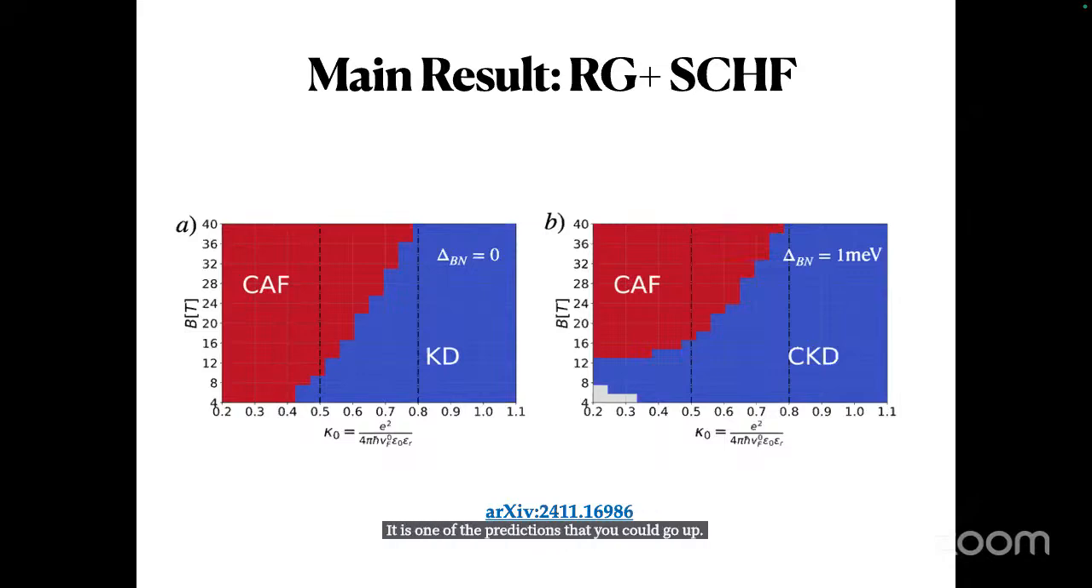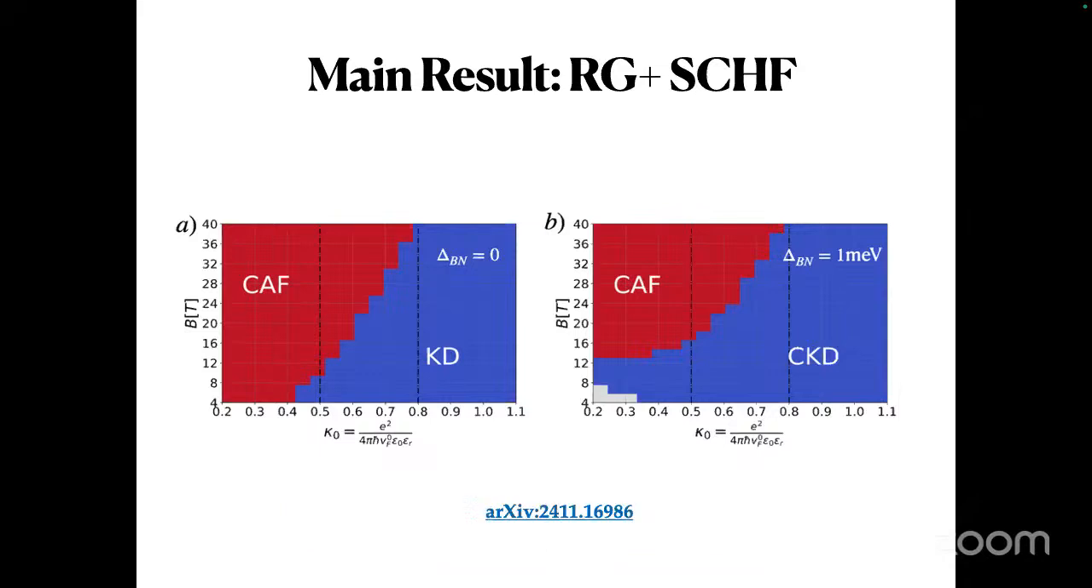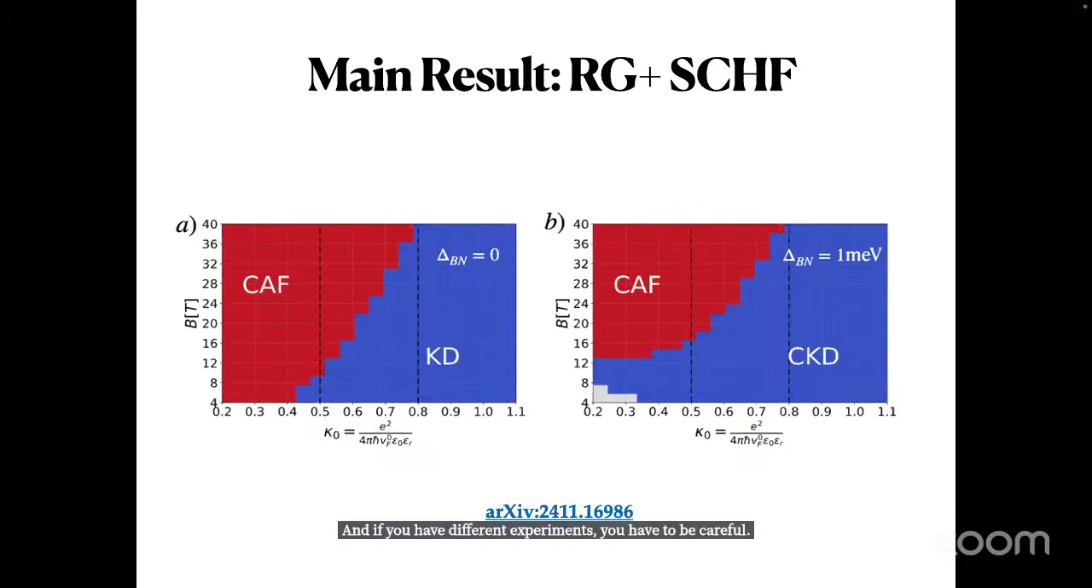The other difficulty is that they always have a DM potential, so it's very hard to see what is intrinsic. But I think the underlying phenomenon is that the coupling constants, as I will describe later, strongly depend on what your kappa naught is. If you have different experiments, you have to be careful when comparing them with each other, because the screening environment is very different.